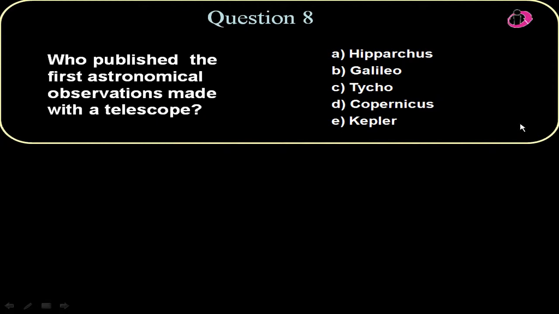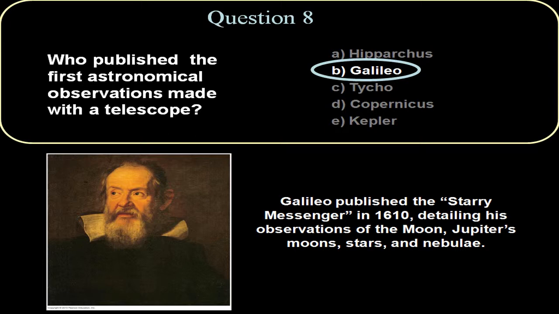Question 8. Who published the first astronomical observations made with a telescope? Telescope invented in 1604, used within years after that by Galileo, who observed many things: the moons going around Jupiter, the mountains on the moon and the mare on the moon, sunspots, the phases of Venus. All these things were observed by Galileo, and he published them very quickly in 1610 in what was called the Starry Messenger, detailing all these observations in that publication.